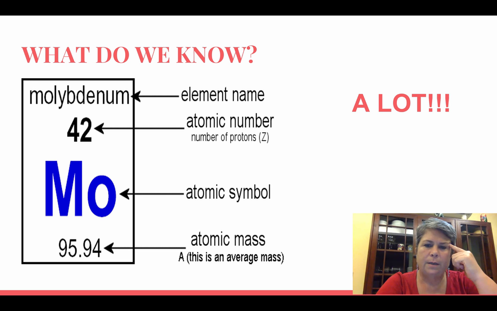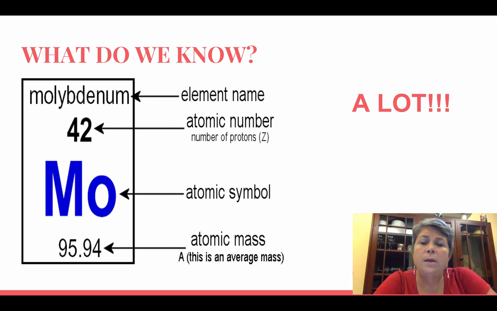If it's a hotshot chemistry major's periodic table, maybe it doesn't have the name because they know what all the symbols are anyway. But we're going to have the name on ours, right? And then you also will have the atomic number. Now, if you notice, molybdenum's atomic number is 42. So that tells you that every atom of molybdenum has 42 protons in its nucleus. Every single one of them. Every single molybdenum atom has 42 protons. If it doesn't have 42 protons, it ain't molybdenum.